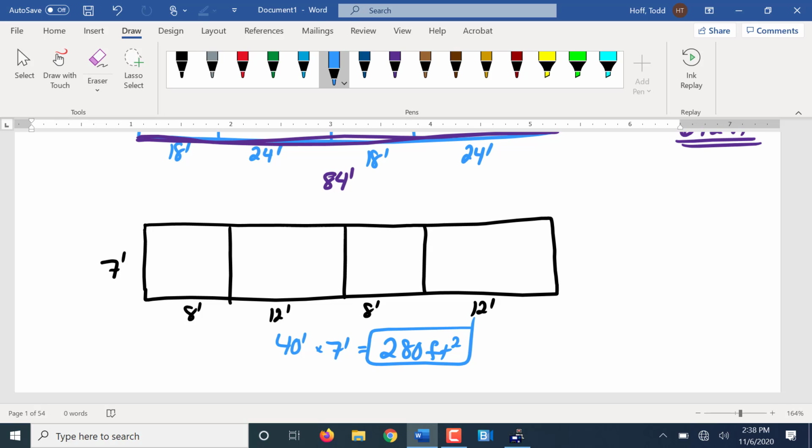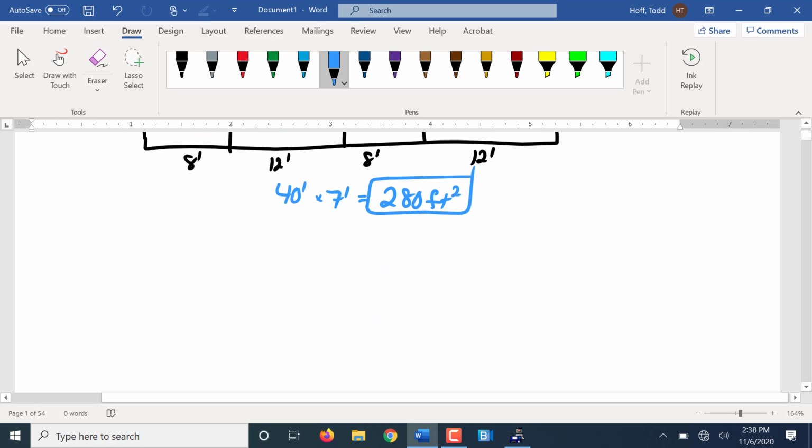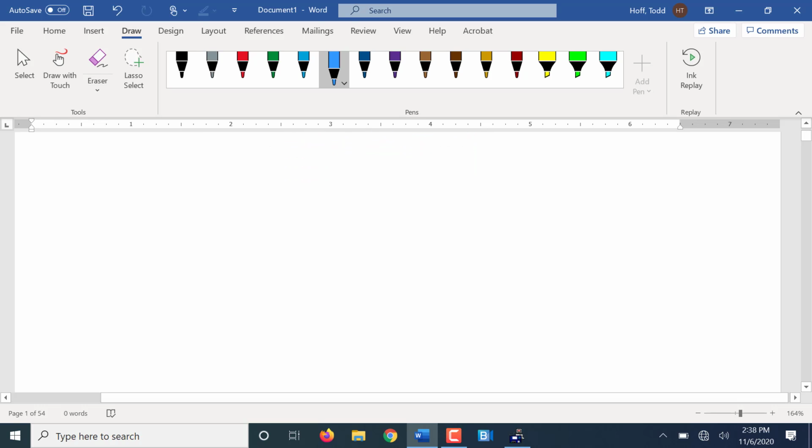Not so bad. It's a lot easier to do wall area if you have that shortcut. I see so many people go through and figure out wall by wall. It's just a lot of extra work.